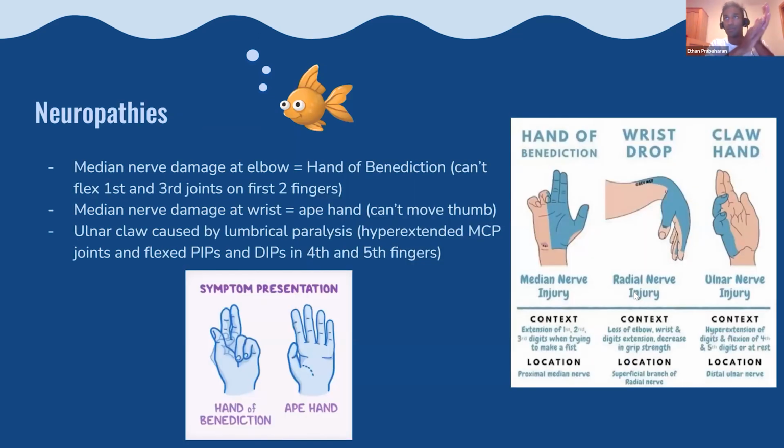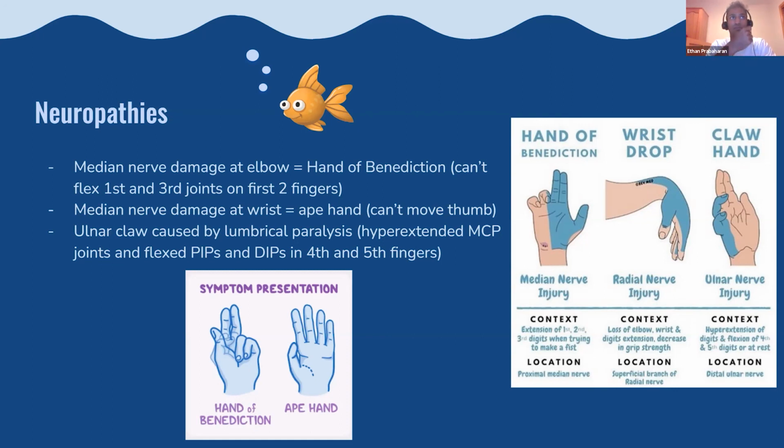So when we talk about neuropathies, we're talking about damage to nerve. If you have median nerve damage at the elbow, you present with something called the hand of benediction, which is where you can't flex the 1st and 3rd joints on your first 2 fingers. Okay, so that's going to impact your thumb and index finger, and consequently your 3rd finger might be involved as well. But the key point is it won't impact the 4th and 5th fingers because they're innervated by the ulnar nerve, right?